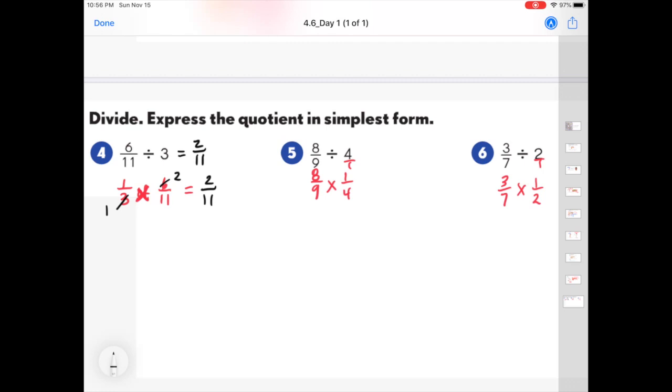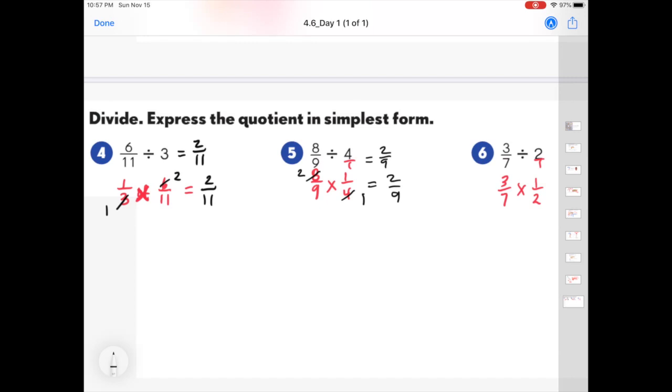All right, looking at number 5. If you did keep, change, flip, we have 8/9 times 1/4. And we can do some cross cancellation. We know that 4 divided by 4 is 1, and 8 divided by 4 is 2, and so 2 times 1 is 2, 9 times 1 is 9, and so 8/9 divided by 4 is 2/9.